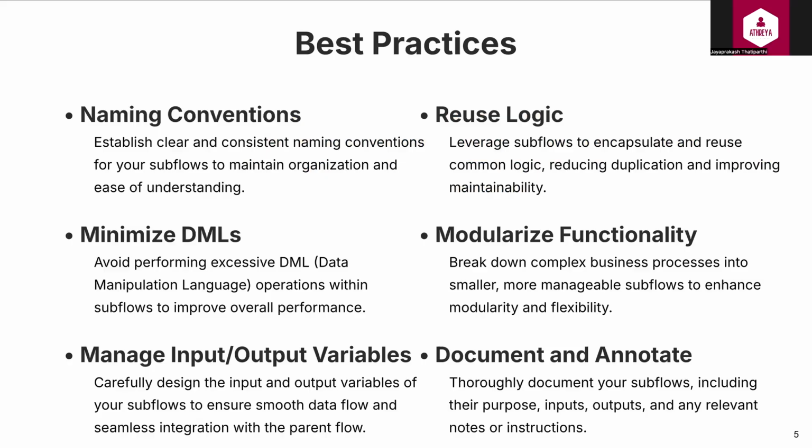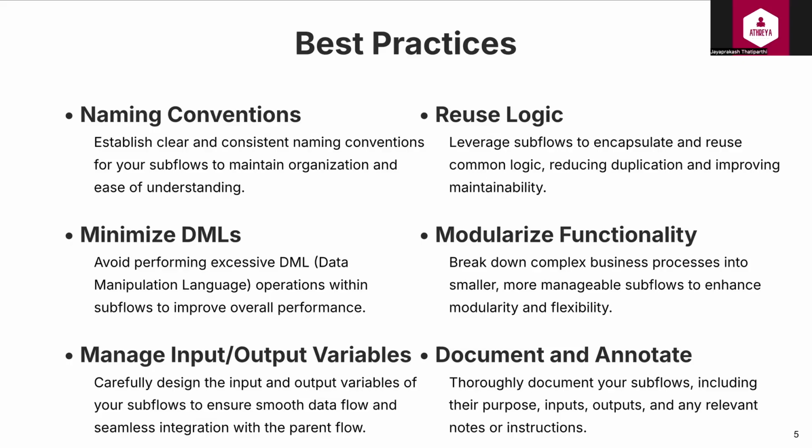Now that we have explored the types of actions subflows support, let us shift our focus to some best practices that will help you build clean, scalable, and high-performing subflows. First, it is essential to establish clear and consistent naming conventions for your subflows. This improves organization and makes it easier for both you and your team to understand what each subflow is doing at a glance. Use names that reflect the subflow's purpose, like Subflow Validate Candidate, or Subflow Update Application Status.